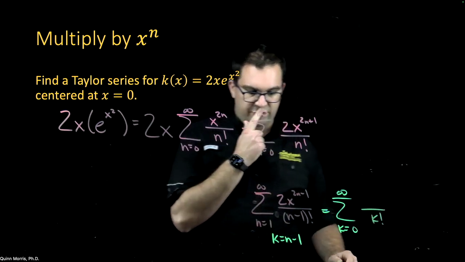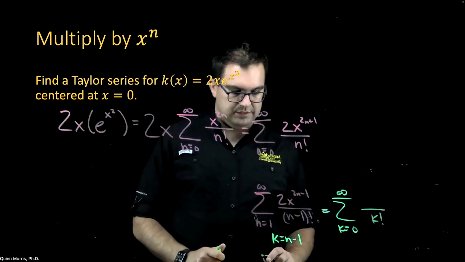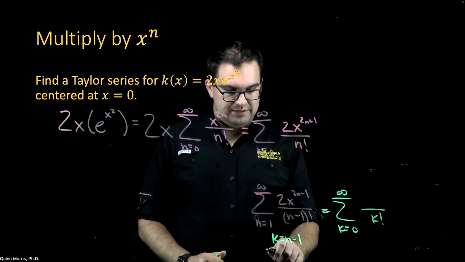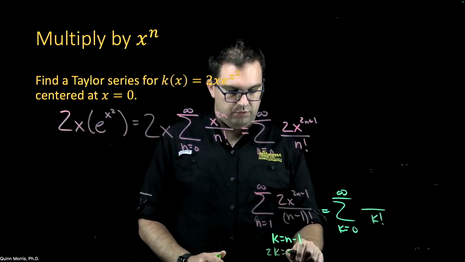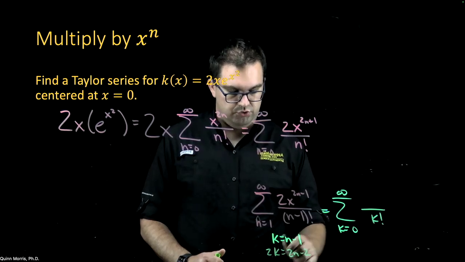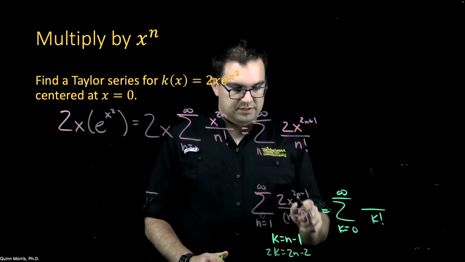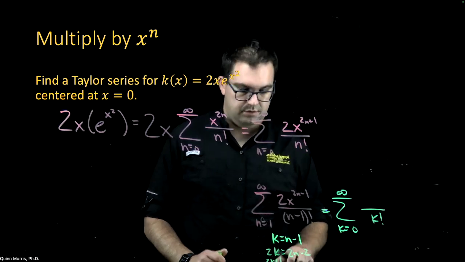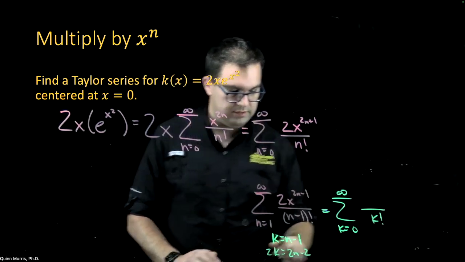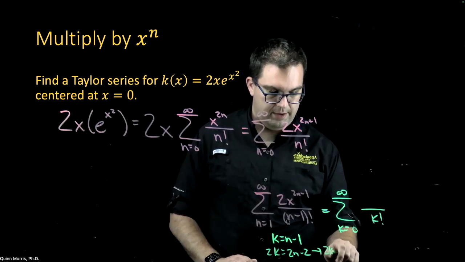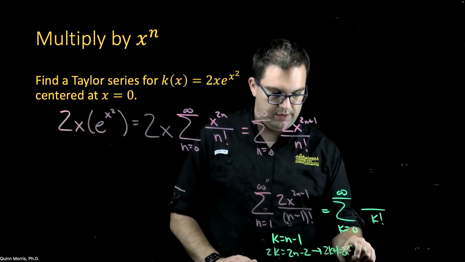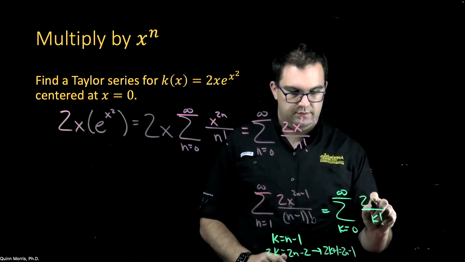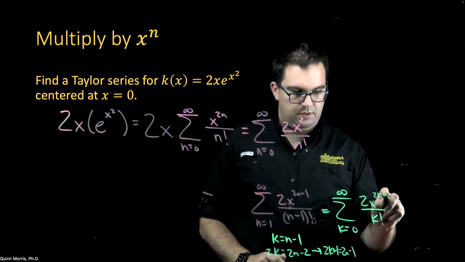Now up here, this is a little bit trickier, but let's take a look at this. I want to express 2n minus 1. So if I were to take this and double it, I'd get 2k is equal to 2n minus 2. And then, I want 2n minus 1, so let me add 1 to both sides. So 2k plus 1 is equal to 2n minus 1. So this 2n minus 1 would become 2k plus 1. We get x to the 2k plus 1.